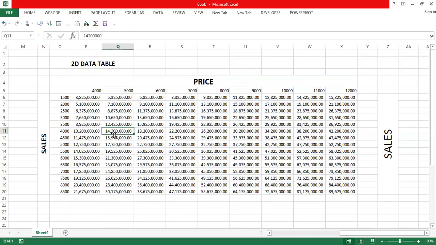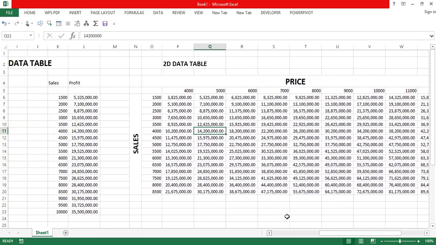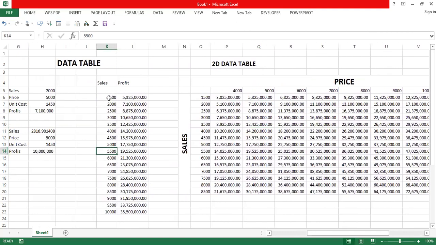Okay, so now let's do the computation. Now, see what you need to always remember. When you are doing a 1D data table, you organize your data like that. You are going to start from up here. This is where you place the already computed profits. That will be the basis for doing the entire computation.